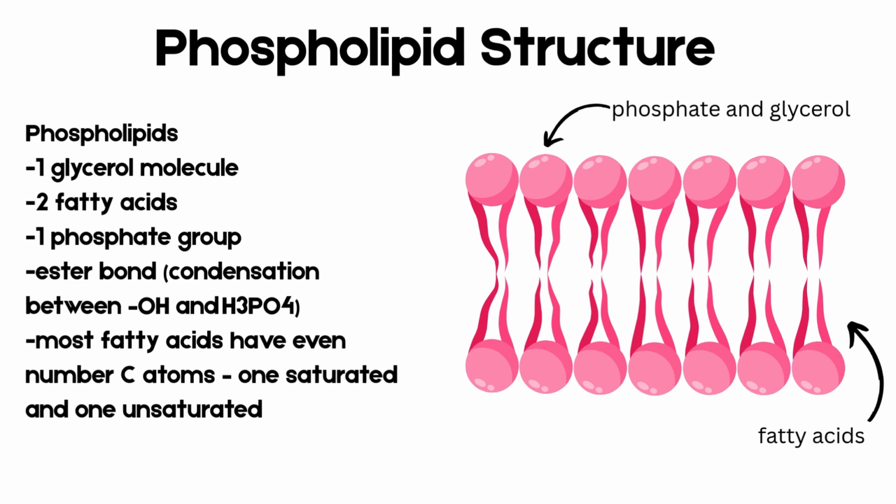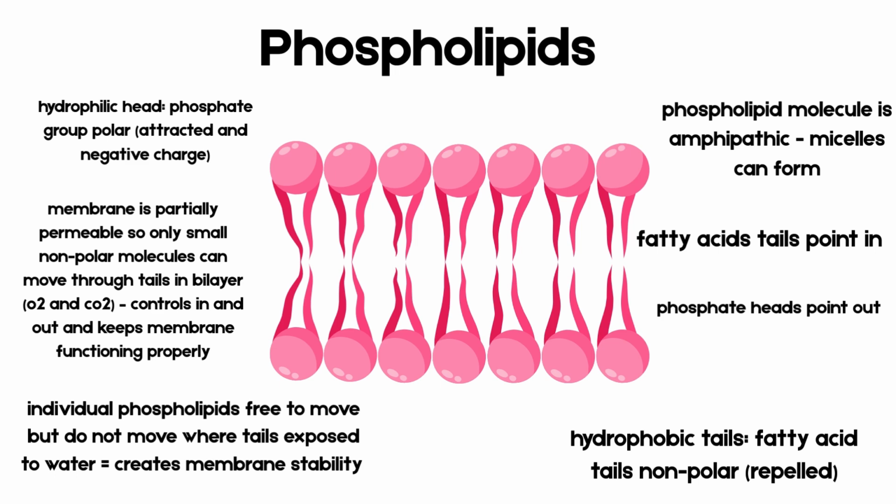Now let's talk phospholipids. These are similar to triglycerides, but one fatty acid is replaced by a phosphate group. This gives phospholipids a unique structure with a hydrophilic head pointing out, the phosphate group. Hydrophobic tails point in, the fatty acids. By having hydrophobic and hydrophilic qualities, this means the phospholipid is amphipathic.